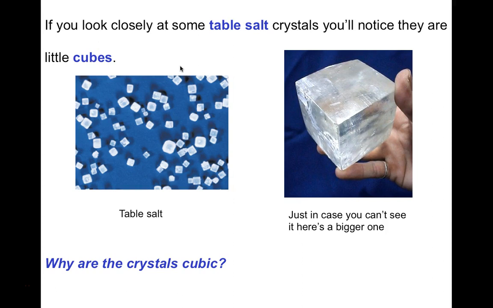If you look closely at some salt crystals, you'll notice that they're little cubes, and you can actually grow really big ones of these. The one being shown on the right is about palm size, and that's a fun activity to do. So why are the crystals little cubes? Well, that's because they've got a cubic unit cell.